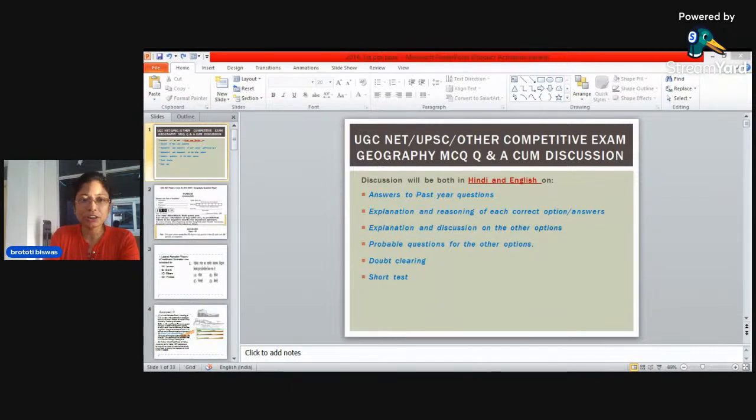The first question says: lateral planation theory of pediment formation was proposed by. You may be aware that there are various theories of cycles of erosion. Lateral planation theory is one such, and then there is the cycle of erosion, etc. There are a number of theories, so you have to have an idea of who has given what.